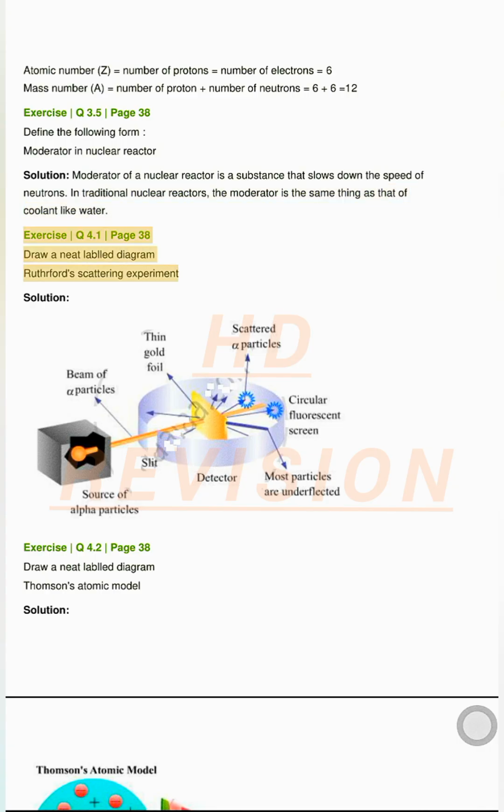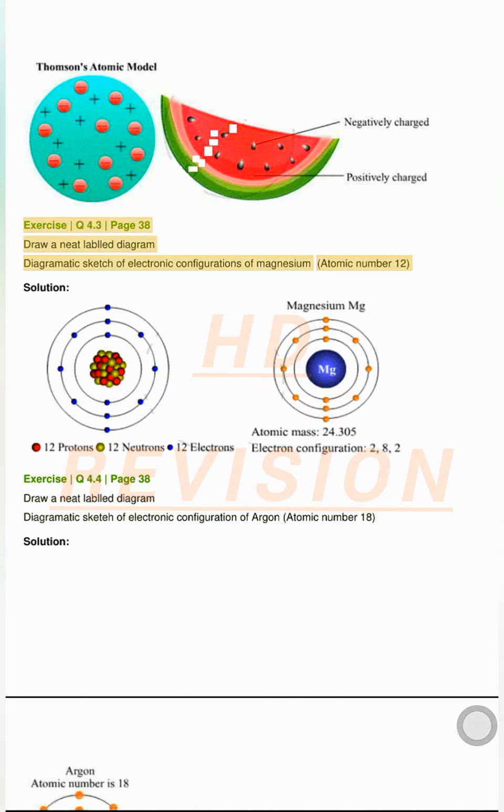Exercise Q 4.1, page 38: Draw a neat labelled diagram of Rutherford's scattering experiment. Solution. Exercise Q 4.2, page 38: Draw a neat labelled diagram of Thomson's atomic model. Solution. Exercise Q 4.3, page 38: Draw a neat labelled diagrammatic sketch of the electronic configuration of magnesium, atomic number 12. Solution. Exercise Q 4.4, page 38: Draw a neat labelled diagrammatic sketch of the electronic configuration of argon, atomic number 18.